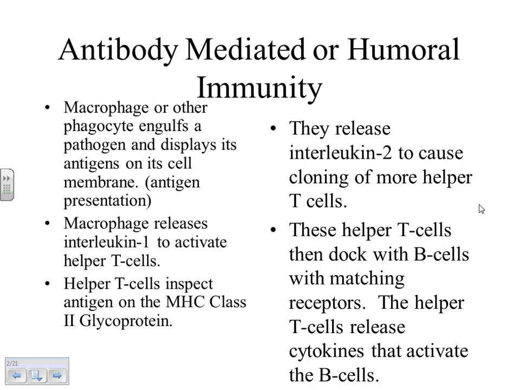Those B cells also phagocytize that same germ and display its antigen on their cell surface. These helper T cells have been turned on by the macrophage. They know what they're looking for. They go out and they'll dock with that B cell, and they'll release other chemicals called interleukin-2s that will turn on not only more of themselves, but also these B cells.